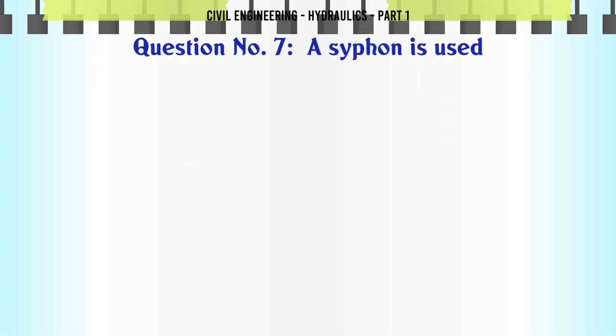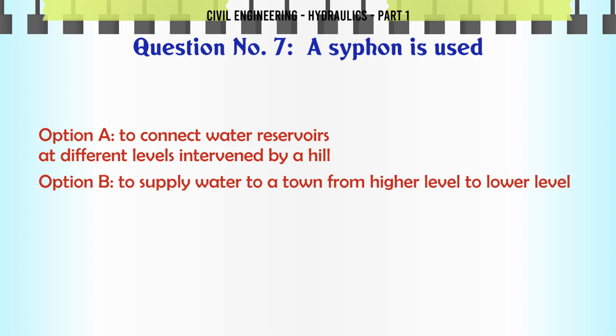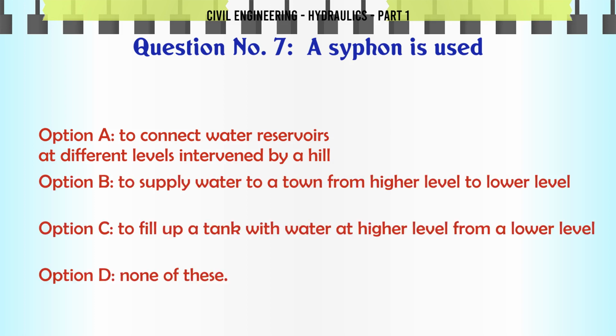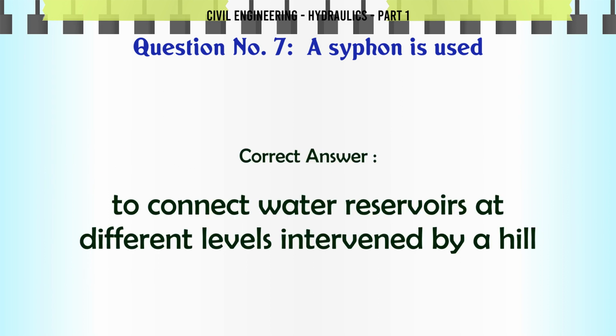A siphon is used: A. to connect water reservoirs at different levels intervened by a hill, B. to supply water to a town from higher level to lower level, C. to fill up a tank with water at higher level from a lower level, D. None of these. The correct answer is to connect water reservoirs at different levels intervened by a hill.